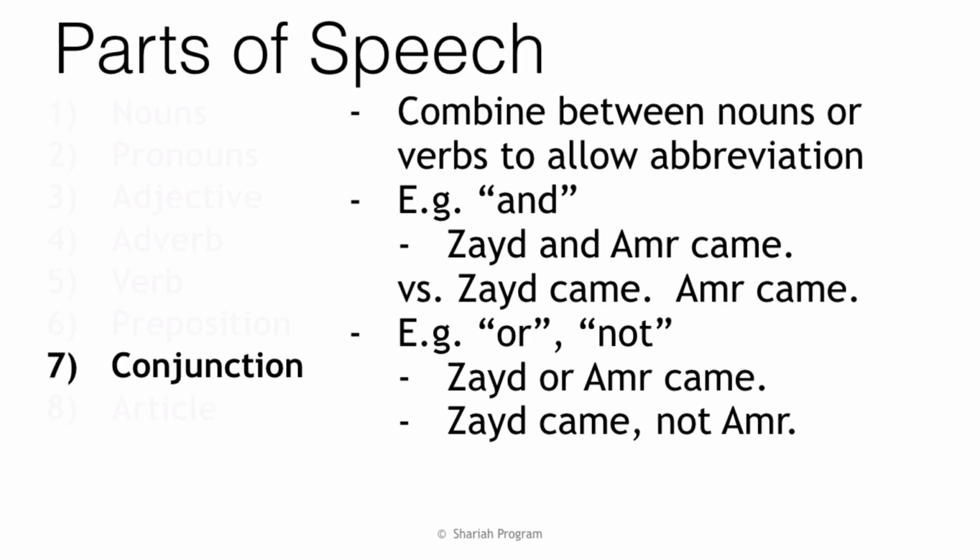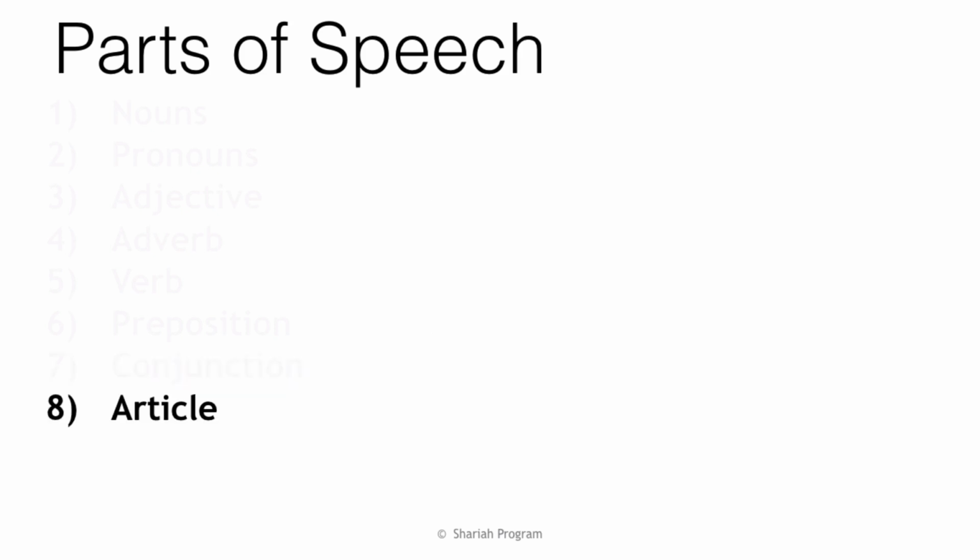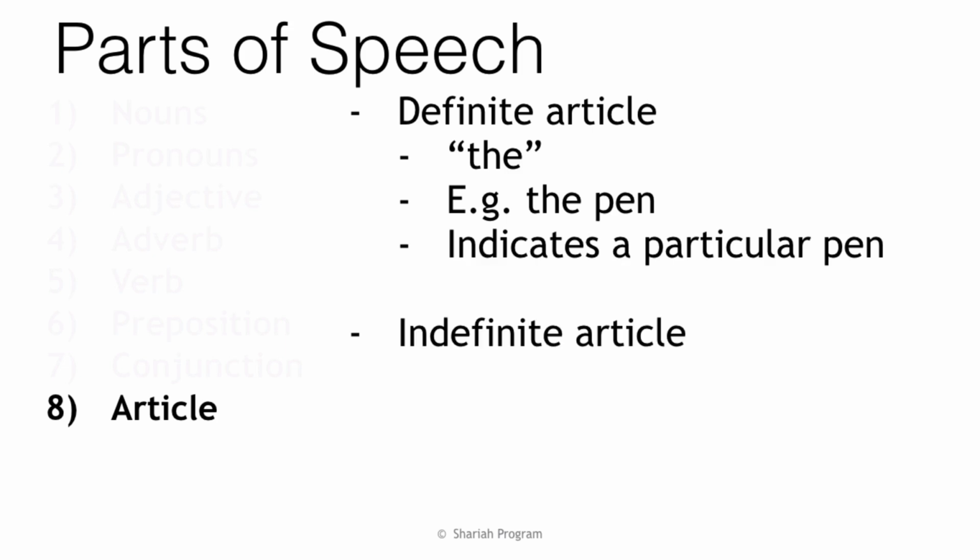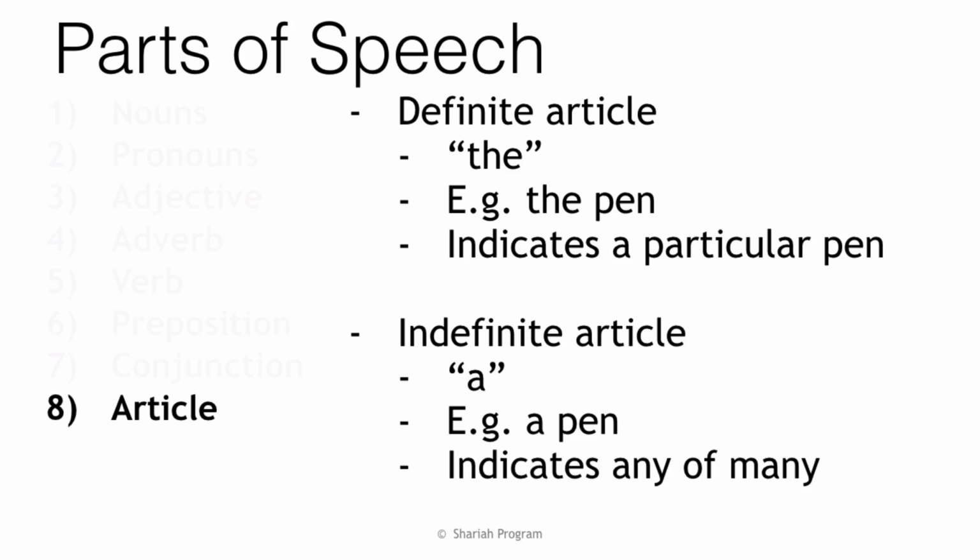Again, conjunctions, however many there are, what they all have in common is that they're used to combine between nouns and verbs while allowing for abbreviation, so you don't have to repeat yourself and say the verb twice, for example. And then we have the article, which there's only 2 of them in the entire language. The definite article, which is the word "the," which suggests something particular, such as in "the pen." And then we have the indefinite article, "a," like in the example, "a pen," which tells us any of many.